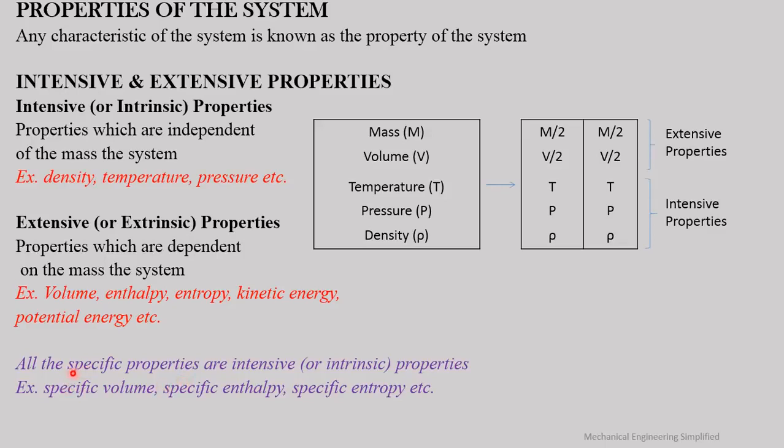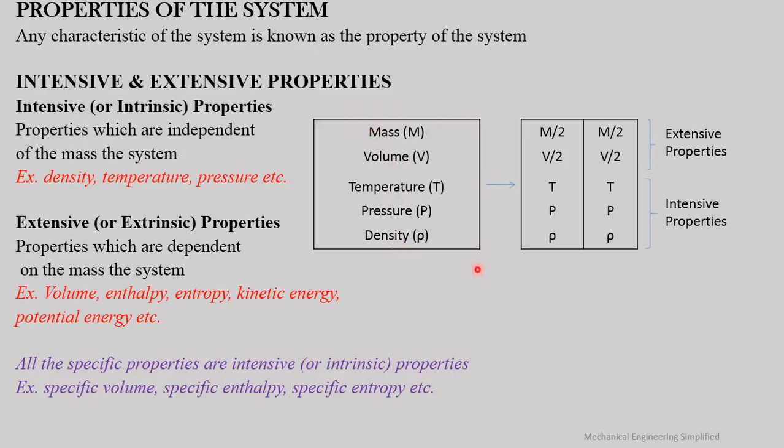Any property per unit mass is known as a specific property, and when we consider any property per unit mass, that means it becomes independent of mass. So all the specific properties are intensive or intrinsic properties. Examples are specific volume, specific enthalpy, specific entropy, etc. Then how do we find out whether any given property of the system is intensive or extensive?